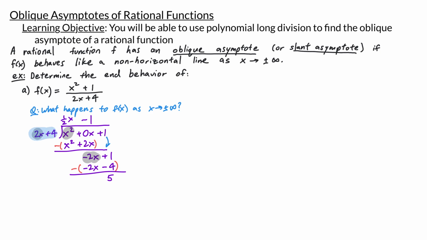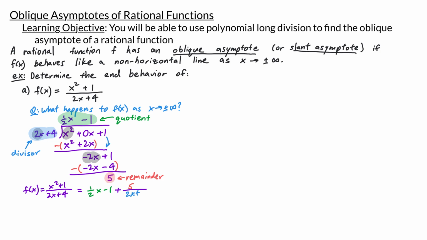The 2x plus 4 here is our divisor. The 1/2 x minus 1, that's our quotient, and the 5 is our remainder. Now, from our previous video, we learned that any fraction can be rewritten as the quotient plus the remainder over the divisor. So here, for our function, we have f of x equals x squared plus 1 divided by 2x plus 4, but we can rewrite this fraction as the quotient, 1/2 x minus 1, plus the remainder, which is 5, divided by the divisor, which is 2x plus 4.